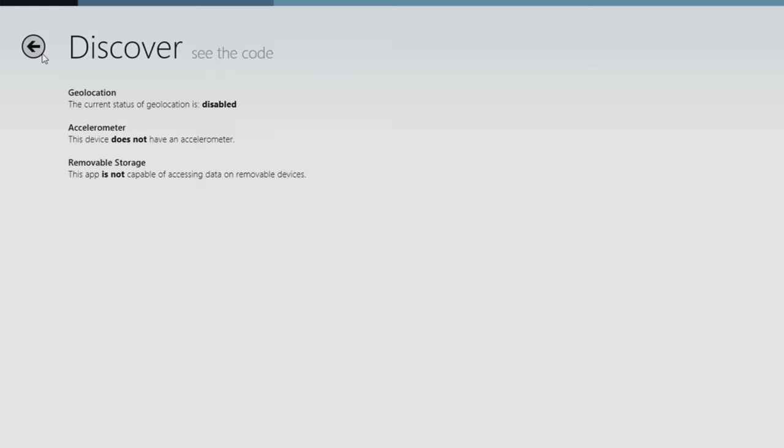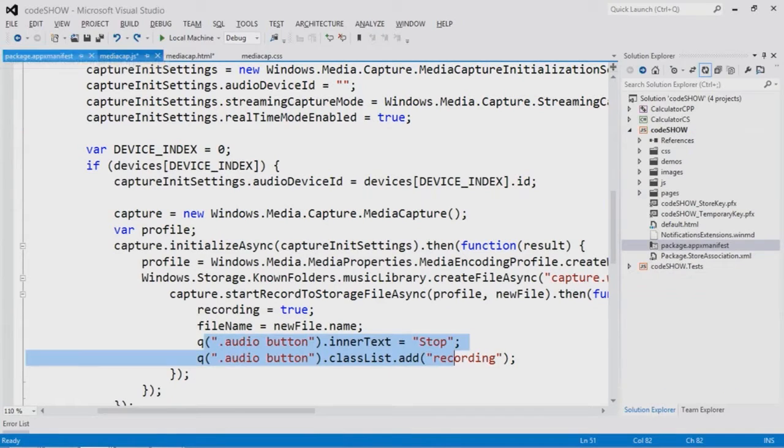Removable storage. This isn't a device in the traditional sense. It's not a sensor, but removable storage is something that we may want to interact with, and we want to ask that question right up front: do we have access to removable storage? And our app may behave in completely different ways if we do versus if we don't. So the Discovery code, I'll give you a glimpse at that one.